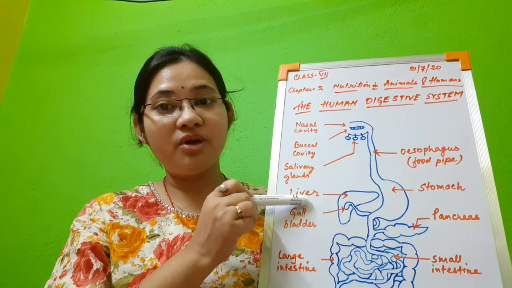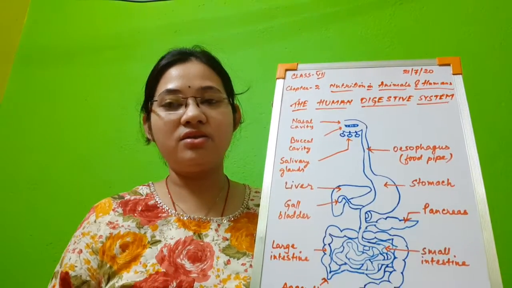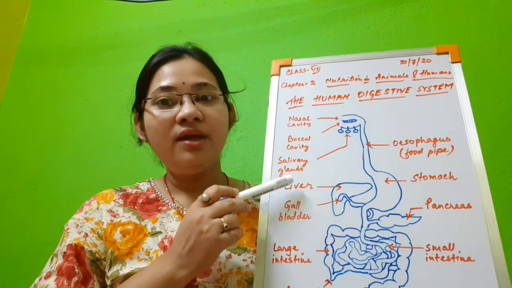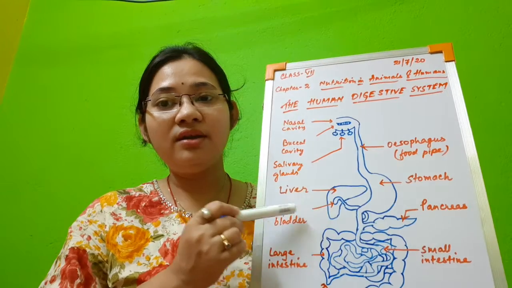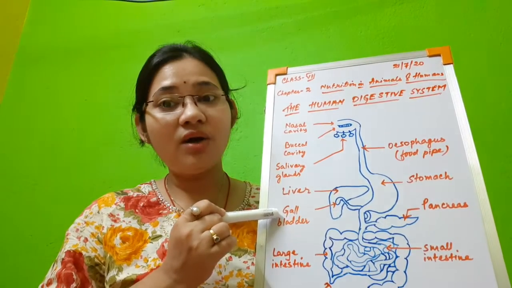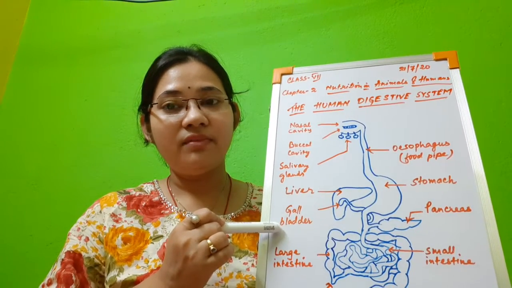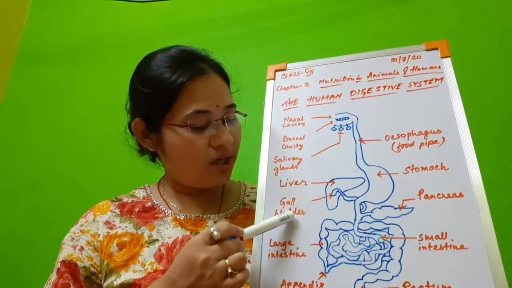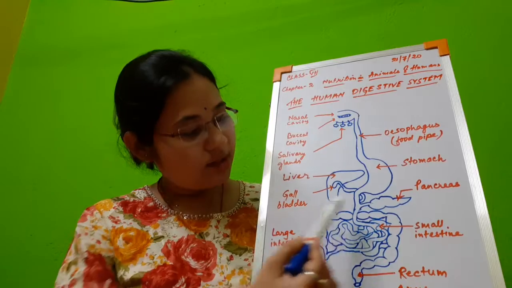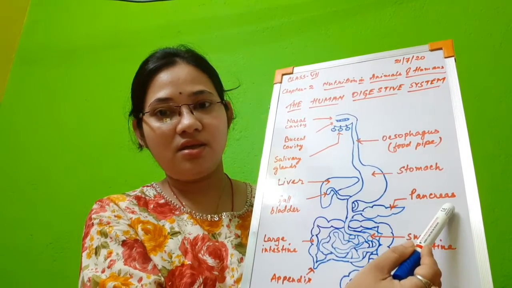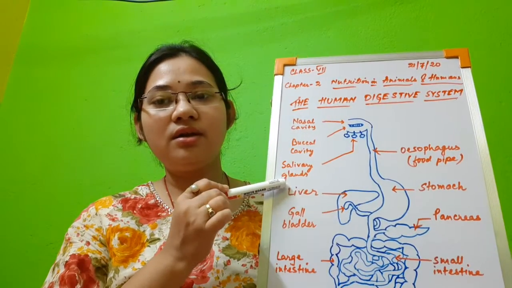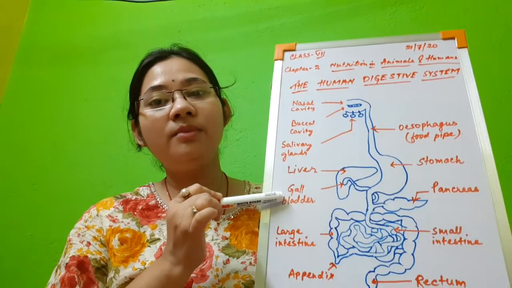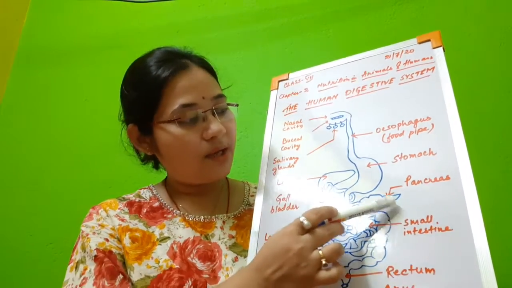Then the next important one is the liver. Liver is the largest organ in our body. So the liver is another gland, an accessory gland. Then the liver has another small gland in itself, called the gallbladder, where bile is stored. And the last one is the pancreas. It is another gland. So what are the four glands? The salivary glands, the liver, the gallbladder and the pancreas.